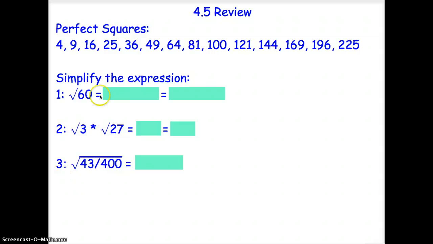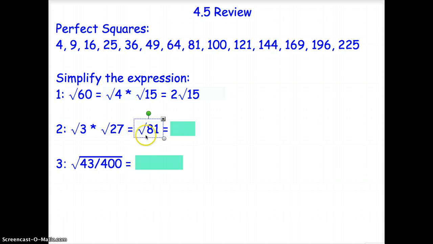Okay, welcome back. Let's split up radical 60 into two separate radicals. 60 is the same thing as 4 times 15. 4 is obviously a perfect square. 15 does not have any perfect squares within it, so I'm going to leave it alone. Square root of 4 is 2, radical 15. 3 times 27, I need to combine them first, and 3 times 27 is 81. And 81 is a perfect square. When I square root it, I end up with simply 9.